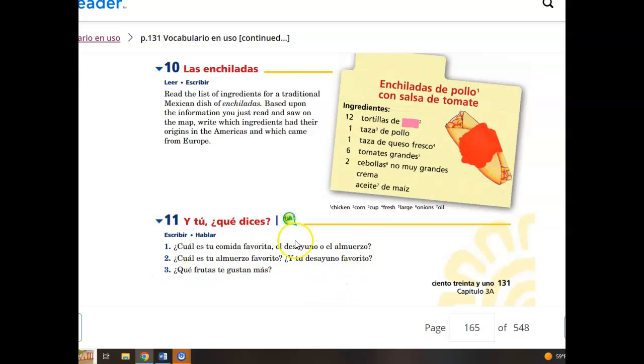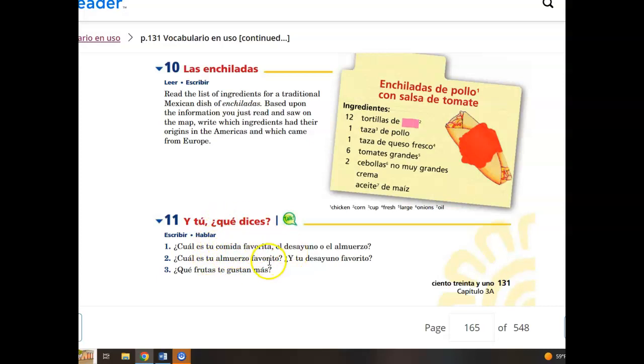Number 2, a little bit more specific. ¿Cuál es tu almuerzo favorito? And ¿cuál es tu desayuno favorito? So what is your favorite lunch, your favorite dish for lunch? And what is your favorite dish for breakfast? Again, start off very similar as you did for number 1. Identify your subject. There are 2 questions for number 2.